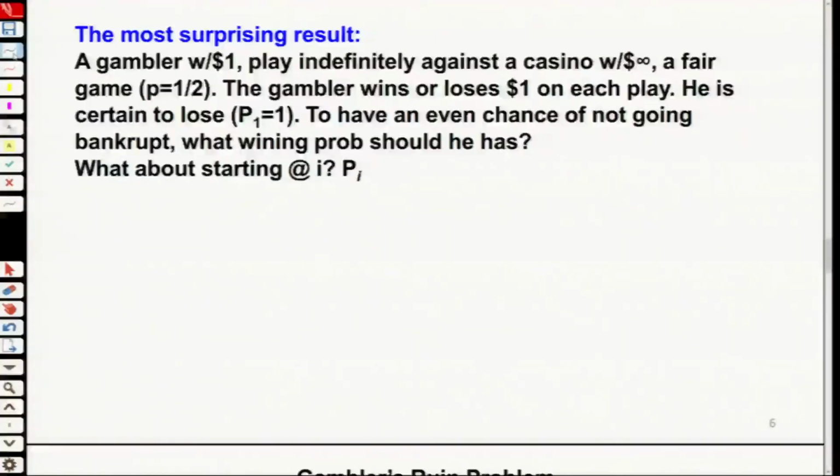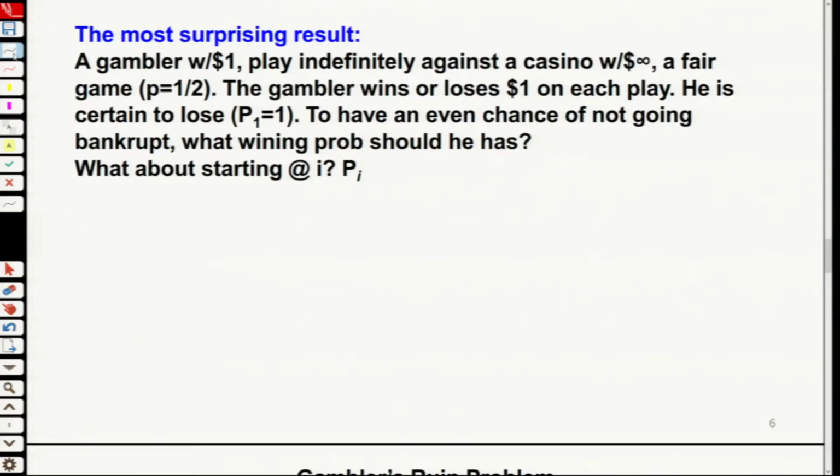So if we have a gambler, you see this gambler, he has $1. He will play indefinitely against the casino with infinity dollars. A fair game. What is a fair game? Fair game, you toss a coin. It's a fair game. So 50% probability he will win, and 50% probability, fair coin, he will lose. The gambler wins or loses $1 on each play.